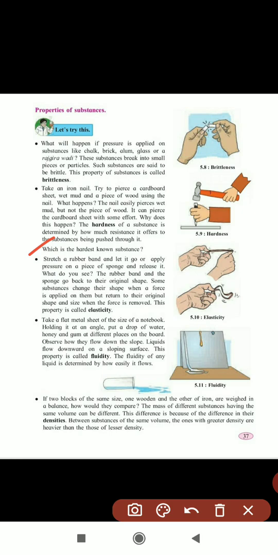Yes, which are very hard. They cannot break easily. Yes. Next is the elasticity.